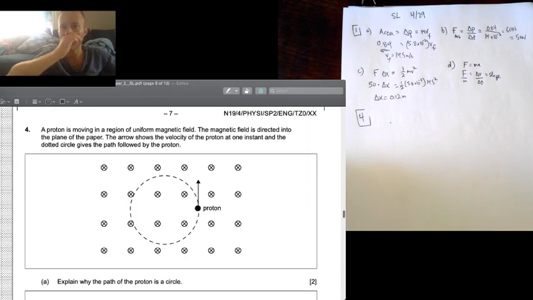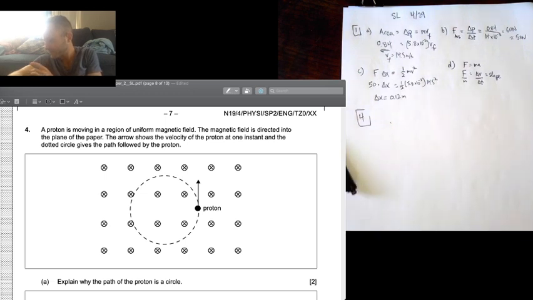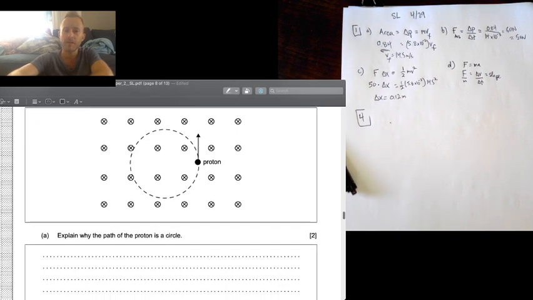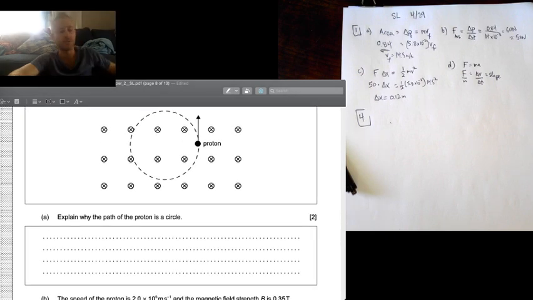Number 4, it says a proton is moving in a region of uniform magnetic field. The magnetic field is directed into the plane of the paper. The arrow shows the velocity of the proton at 1 instant. And the dotted circle gives the path followed by the proton. Explain why the path of the proton is a circle.